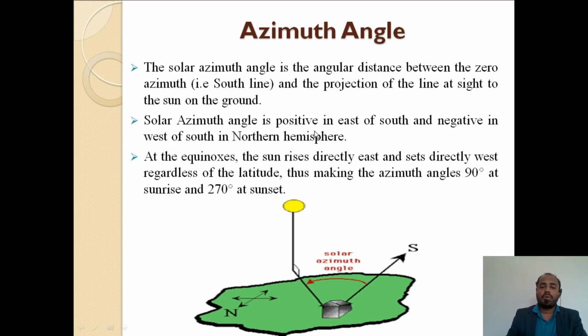Solar azimuth angle is positive in the east of south and negative in the west of south in the northern hemisphere. At the equinoxes, the sun directly rises in the east and directly sets in the west regardless of latitude, thus making the azimuth angle 90 degrees at sunrise and 270 degrees at sunset.